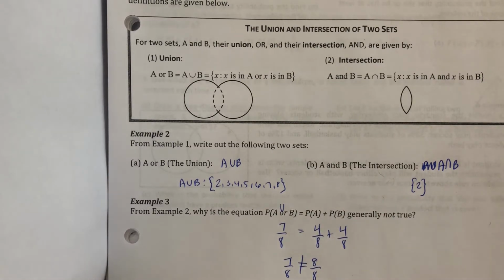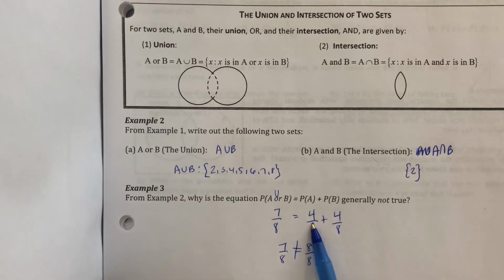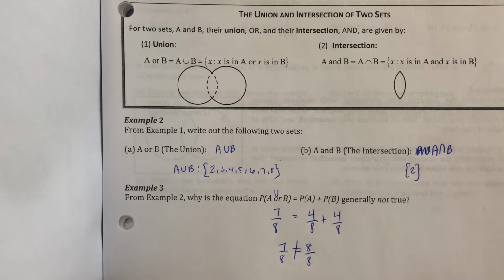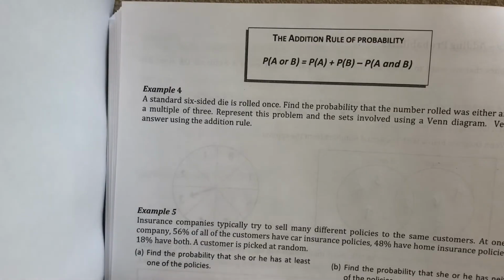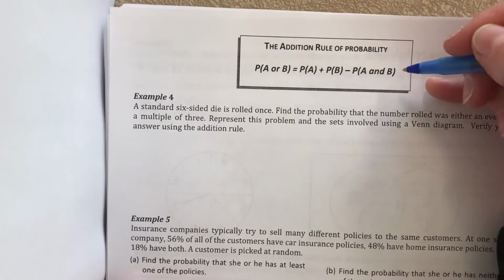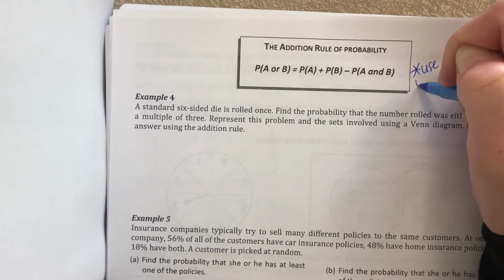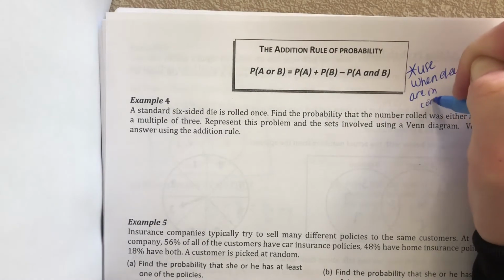And the reason why, you may have spotted it already, is because we counted the number 2 twice. We counted the number 2 as an even number, which it is, and we counted it as a prime number, which it is. So when this scenario happens, when there's a piece of information or pieces of information that overlap, we have a formula to help us figure out their probabilities. It's called the addition rule. So the addition rule is used when there are common elements. Like the number 2 was an intersection. It was a common element to both set A and B. So we're going to use this when elements are in common.